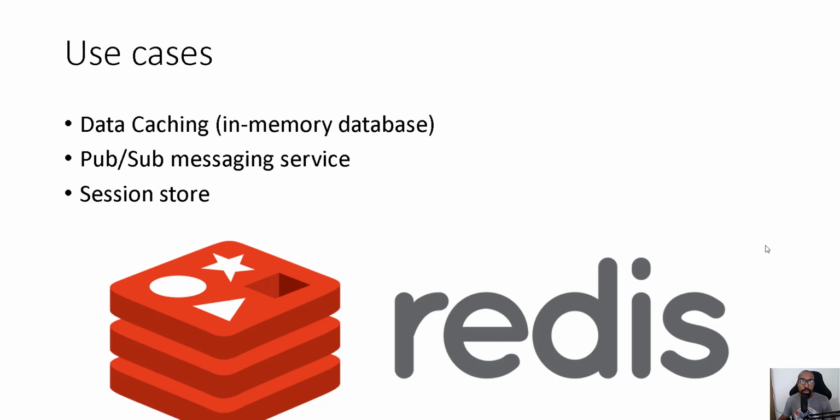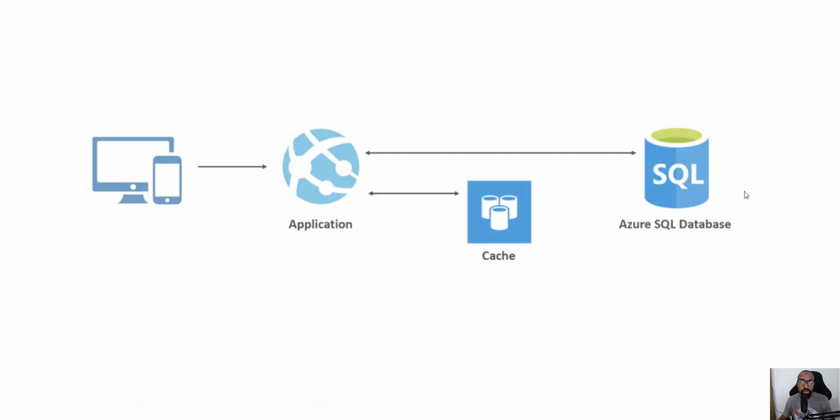So the most common use cases for Redis are basically data caching, a pub/sub message service, and a session store. There are other scenarios where Redis can be used, and I'm going to let y'all search a little bit about it. But now I'm going to show you a little diagram that will clarify how Redis is important and how the cache mechanism is important.